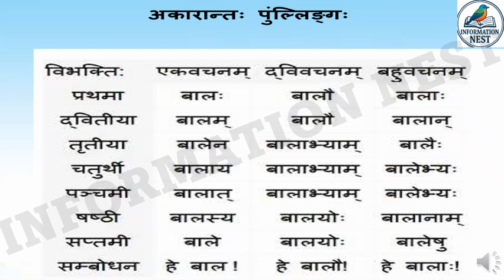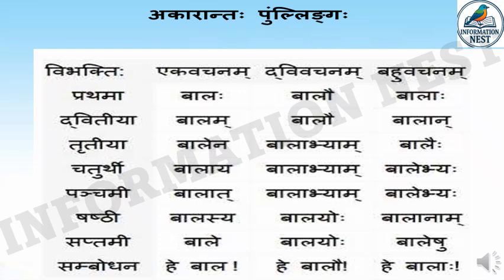Coming on to Shashthi Vibhakti, that is possession. This is a favorite to say the boy's book or of the boy. We say Balasya. It sounds a bit like the English word his, doesn't it? Balasya, Balayoho, Balanam. Next is Saptami Vibhakti, which tells us about the location. If something is in or on the boy, we use the seventh case. Bale, Balayoho, Baleshu.